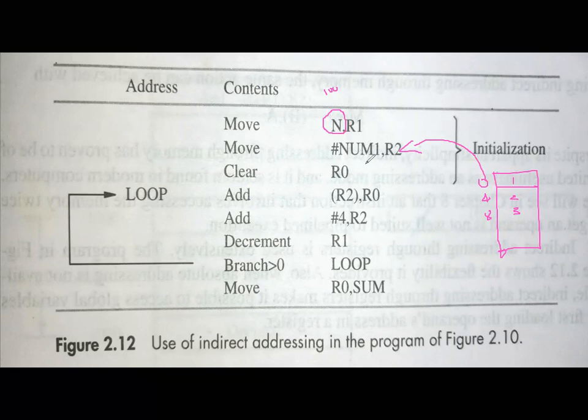Remember, you may ask why we need to represent hash over here. Directly we can mention NUM1. See, then what is inside NUM1, the value 1, will be shifted into R2. No, I want to target the address of that particular location. Why? I will tell you later, in this example itself.